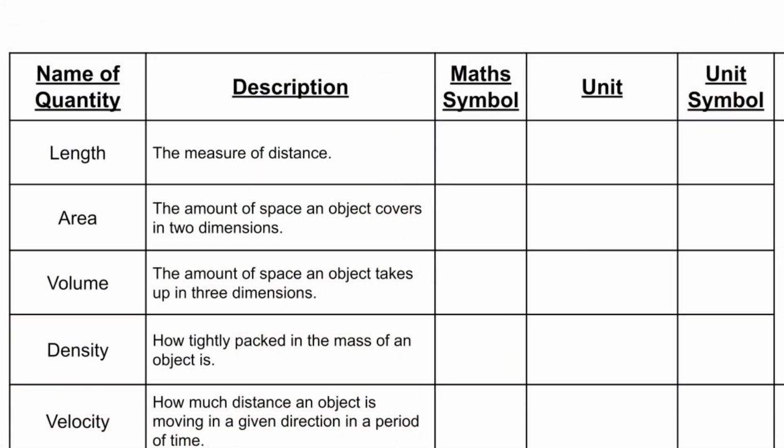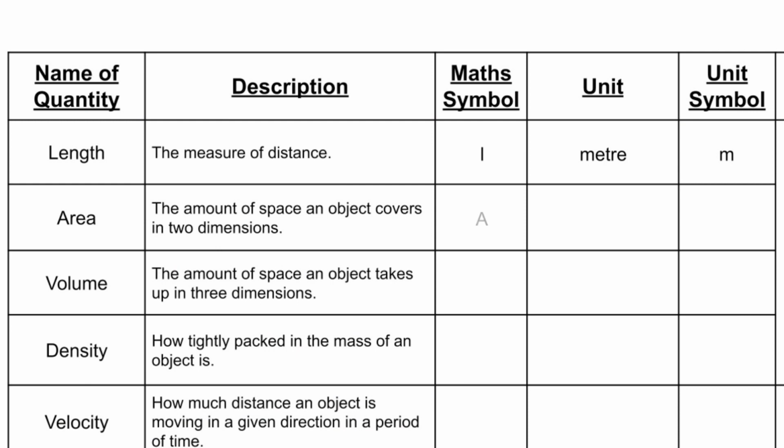So length is obviously how we measure the distance of things. It's how we measure in one dimension the length of objects, and for the SI system we use the SI unit of the meter. So we use a lowercase l to represent length. We measure length in meters, not in inches or feet or anything like that. It's in meters, and the unit symbol that we use is a lowercase m, so we can see that filled in on our worksheet there.